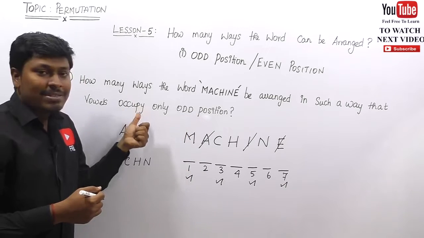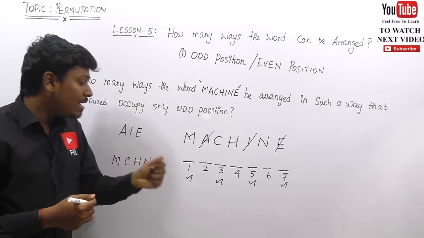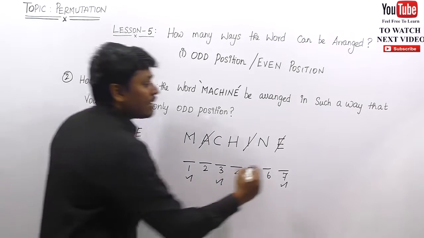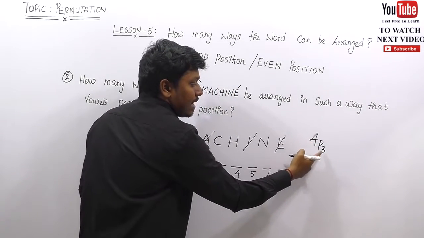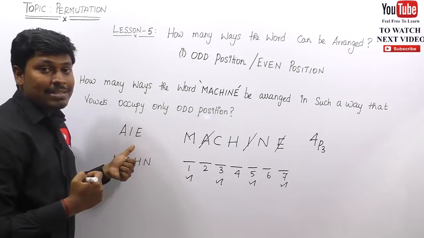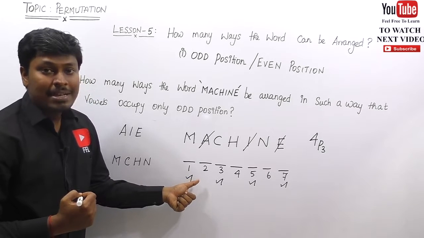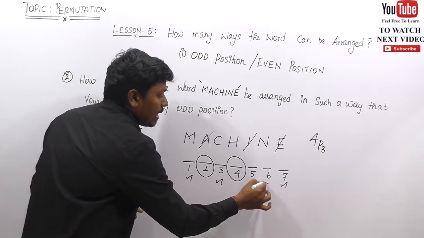But in the previous case, we had only 3 places and 3 vowels, so we placed them as 3P3. But here, there are 4 places and only 3 vowels, so this can be written as 4P3. Friends, got the point? 4 places, and we need to place these 3 vowels, A, I, E. Friends, understand the concept. How many even positions are there? That is the remaining places: 2, 4 and 6.